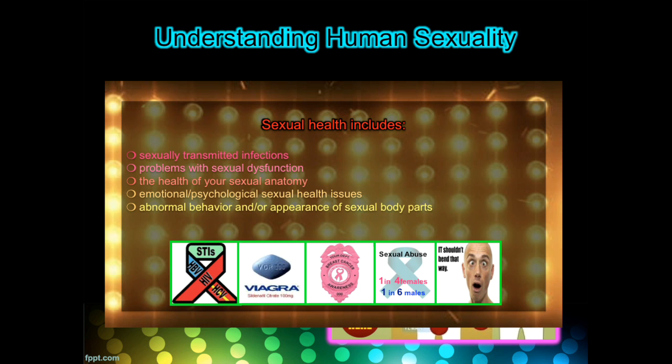And then we'll talk about problems with sexual dysfunction, like erectile dysfunction, being unable to orgasm, premature ejaculation, low sex drive. We'll talk about the health of your sexual anatomy, so looking at things like breast cancer, cervical cancer, prostate cancer, testicular cancer. We'll talk about emotional and psychological sexual health issues like past sexual abuse or guilt. And we'll talk about abnormal behavior and or abnormal appearance of sexual body parts.